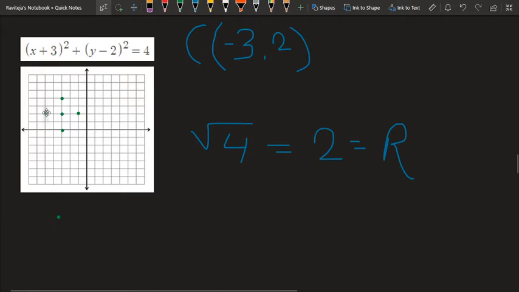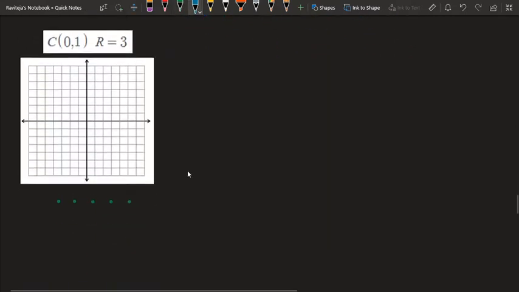Okay, now that we have the rest of these points on our graph, all we have to do is graph our circle, which is going to look something like this. There we go, that's our circle for problem number 3, and with that we move on to problem number 4. And this is where it starts to get a little tricky.